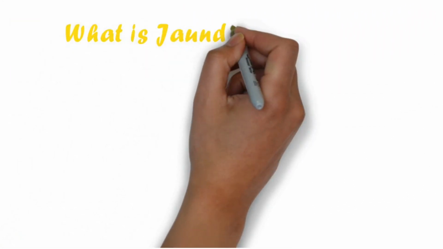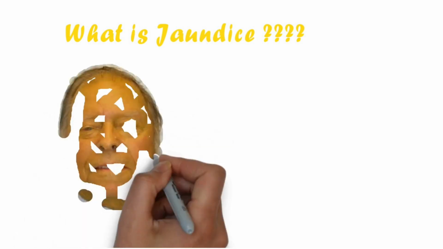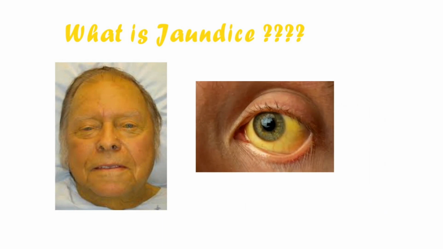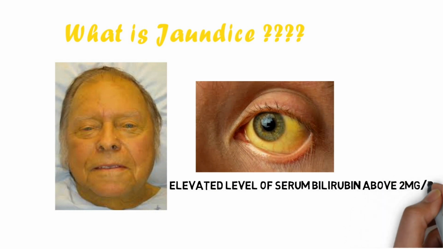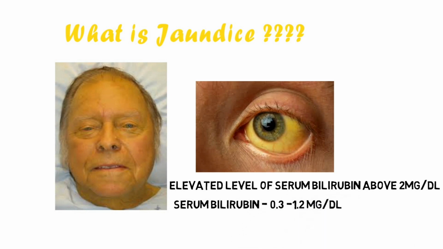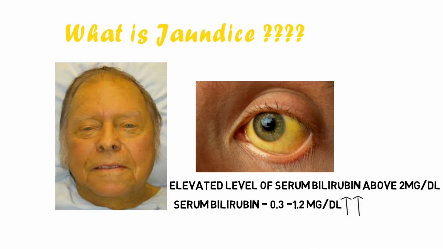So, what is jaundice? Jaundice is simply the yellowish discoloration of skin, mucous membrane, and sclera, which occurs due to the elevated level of serum bilirubin above 2 mg per deciliter. The normal level of serum bilirubin is 0.3 to 1.2 milligram per deciliter. So, elevation in serum bilirubin above this level will be termed as hyperbilirubinemia.